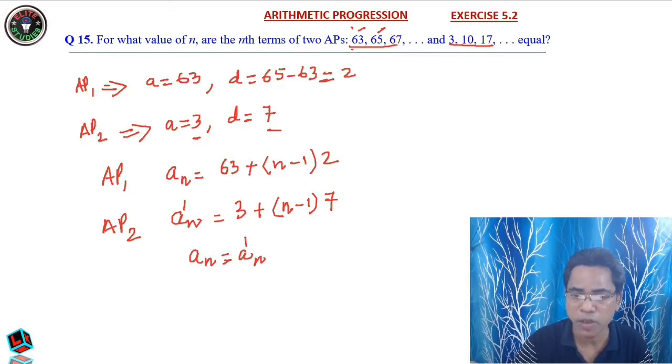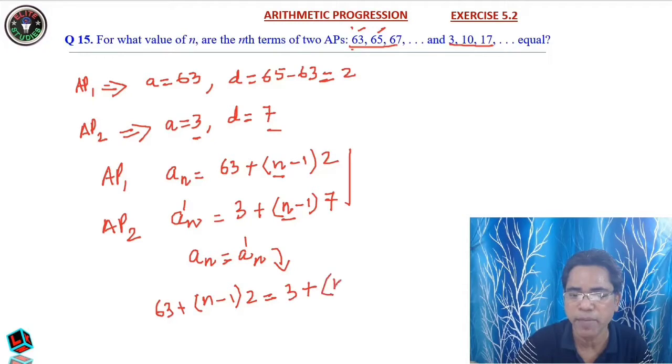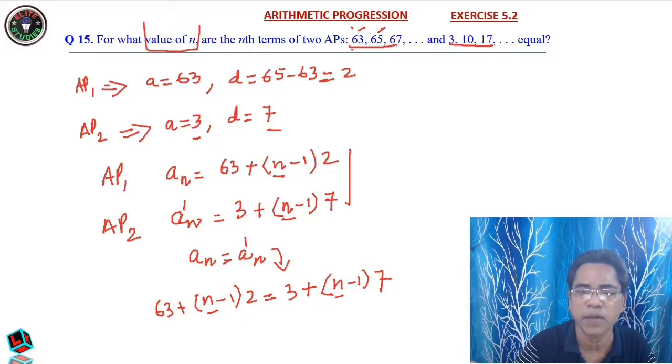So, if these are equal, we can equate them, and in this equation only n is the variable, so we can get the value of n. We will get 63 plus n minus 1 into 2 equal to 3 plus n minus 1 into 7. Now, this is an equation in which only the variable is n. After solving this, we can get the value of n, and that will be the answer to this particular question.